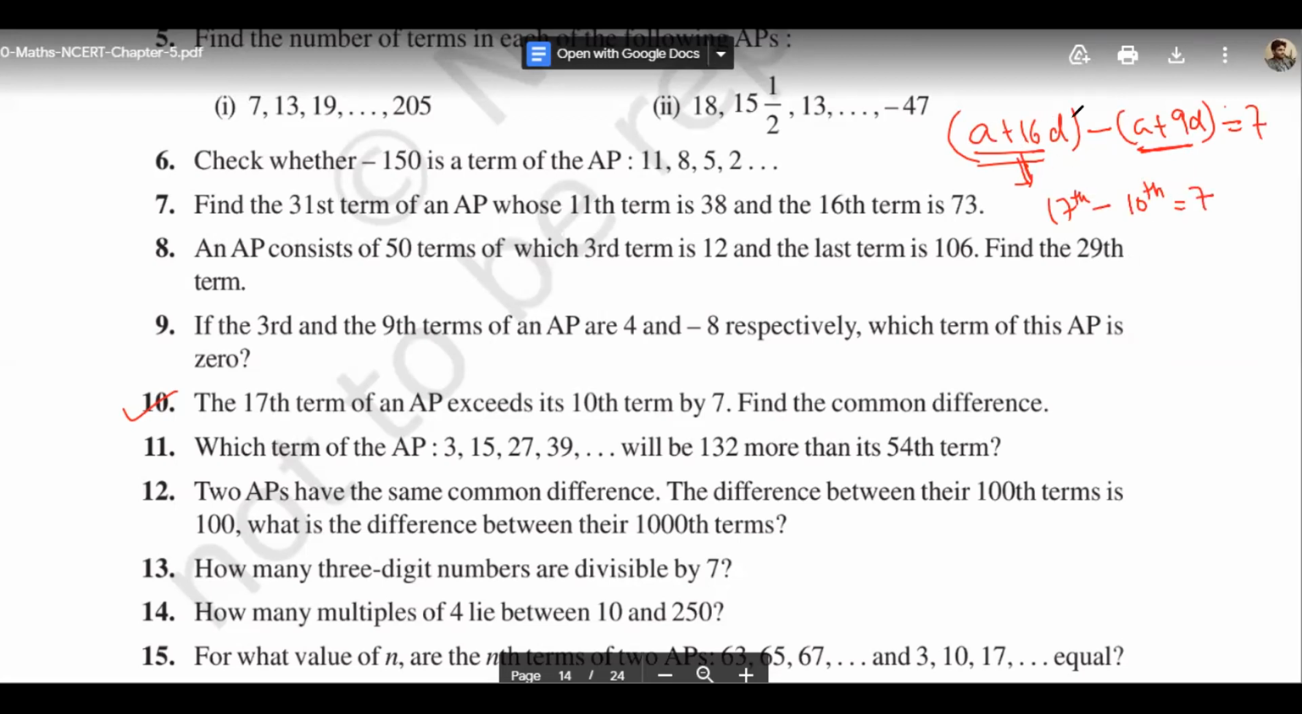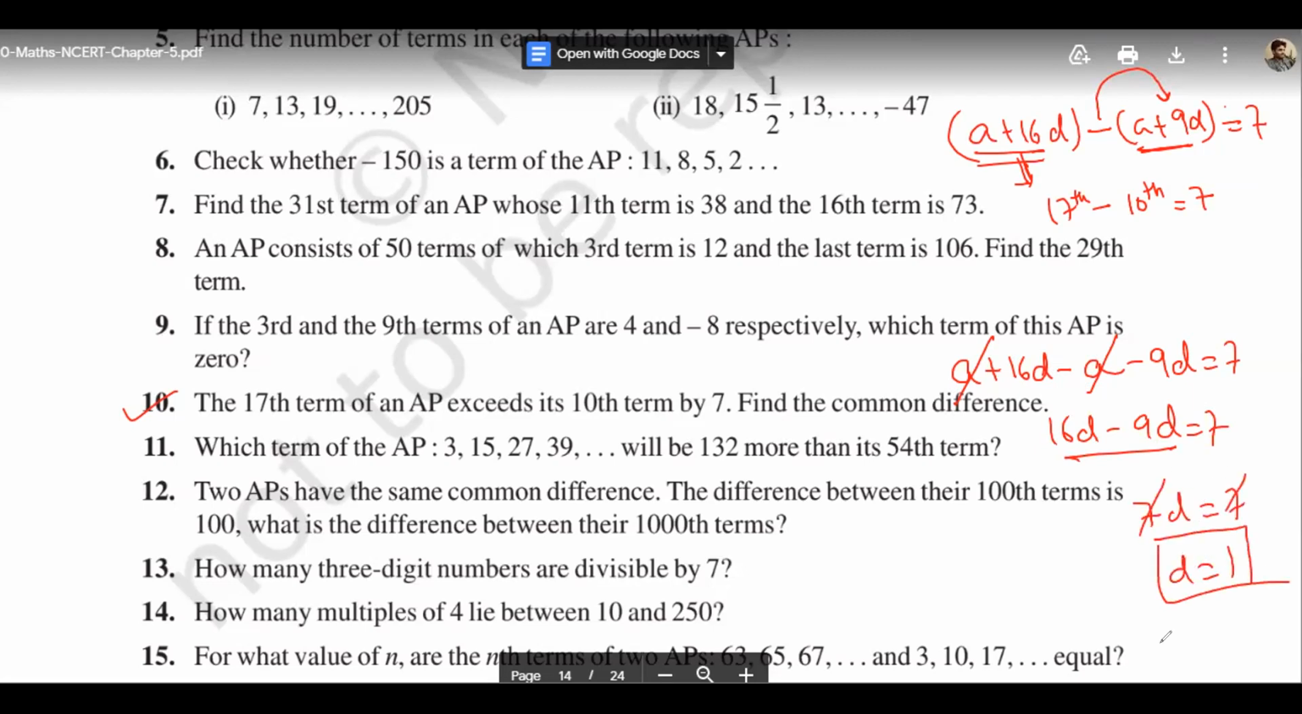So 17th term would be a plus 16d minus a plus 9d is equals to 7. Find the common difference. It is being asked that find out the common difference for this AP. So you can simply write here that a will get cancelled out here. You find that a plus 16d, and the bracket will open, this minus will get multiplied with this one, you will get minus of a, and this minus when multiplied with this, you will get minus of 9d is equals to 7. This a will get cancelled out. You will find that 16d minus 9d is equals to 7. Then you will find here that 7d is equals to 7, and you cut it, you will get d is equals to 1. Got it?